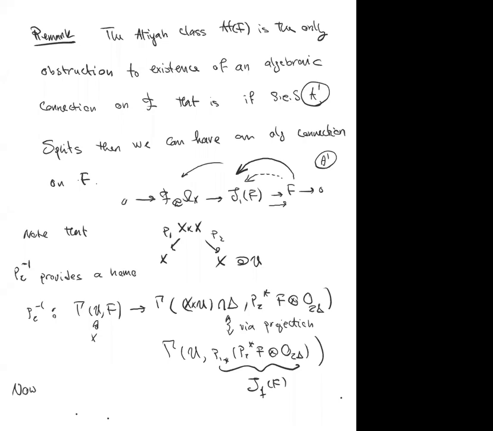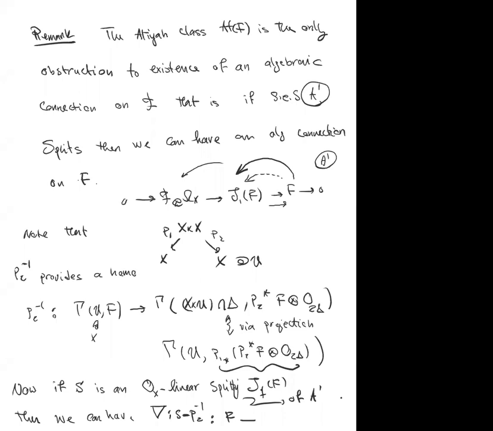Now, if I pick a splitting, we are trying to say that if the short exact sequence is split, then we have an algebraic connection. So if S is an OX-linear splitting of A prime, then we can have some kind of an operator. I call it connection nabla, and this is going to be S minus P2 inverse, and so it's going to produce a morphism from F to F tensor omega of X. It's simply saying that if you have a morphism this way and the composition is identity on the sheaf F, then you can first map it to the sheaf of first jets on F, and then project it down onto F tensor omega. And as you can see, this is very similar to connections on vector bundles in differential geometry and things like that.